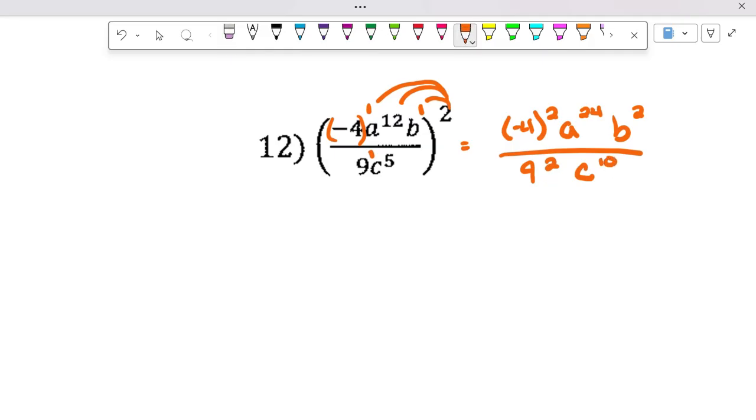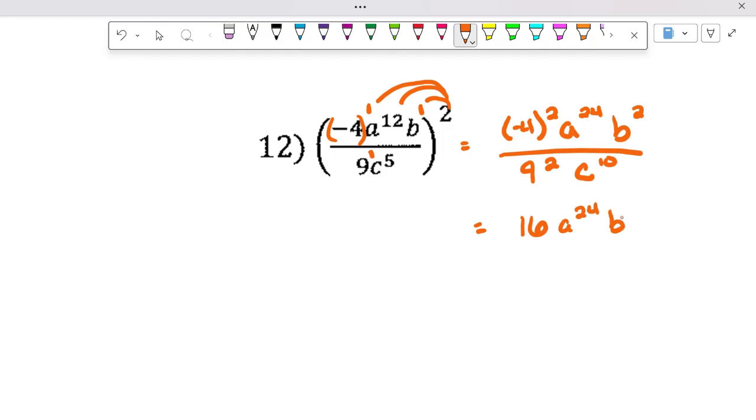I can do some simplifying. So what's -4 squared? Oh, come on. You guys don't need a calculator for that. What's -4 squared? Not -16. +16. It's in parentheses, so we don't need the negative.